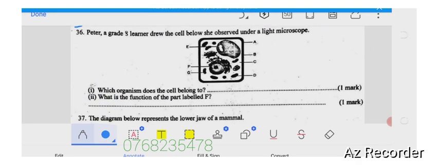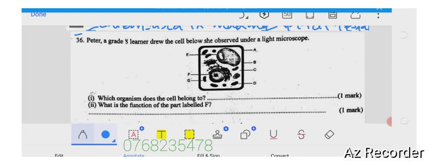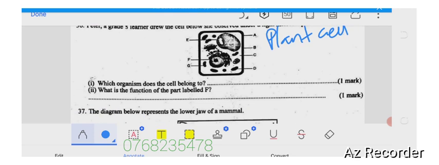Question 36. Peter, a grade 8 learner, drew the cell shown below. She observed it under a microscope. The way you see that cell, it's a plant cell, because it has a regular shape. That's the main reason. And the nucleus is at the periphery. Which organism does it belong to? It belongs to plants.